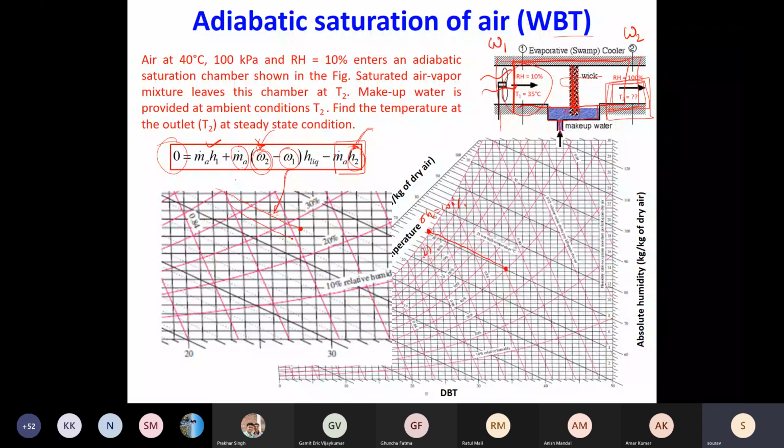Okay, so wherever you reach this, that temperature you read, that is your wet bulb temperature. And you will see invariably your dew point temperature is always lower than the wet bulb temperature. This is your dew point temperature. This is your wet bulb temperature.